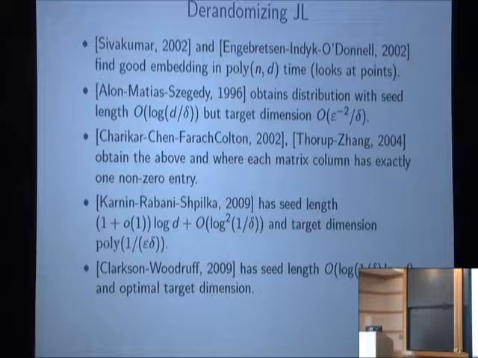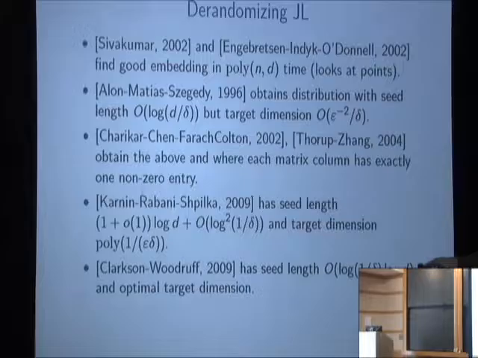Okay, good. And I just showed you a proof. This is the proof I just showed you, needing only log 1 over delta-wise independence. It is not the same as their proof, but they also showed that you can get away with this seed length just by using log 1 over delta-wise independence.